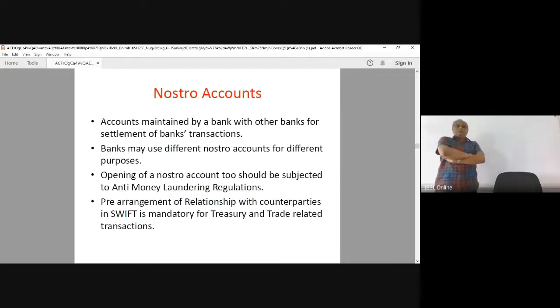Opening of a nostro account too should be subject to anti-money laundering regulations. That we all know. It's not an easy thing. I have gone through that agony when I wanted to open a nostro account with Cargills Bank. Right? It was a really tough thing. Pre-arrangement of relationship with counterparties in SWIFT is mandatory for treasury and trade-related transactions. Right.